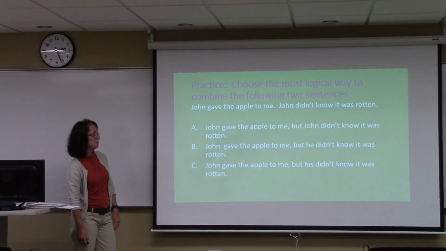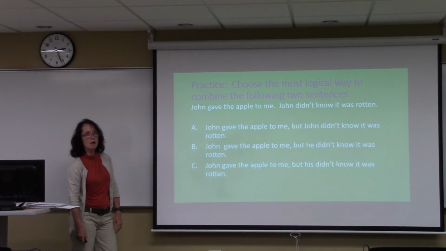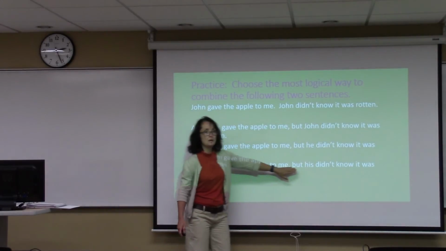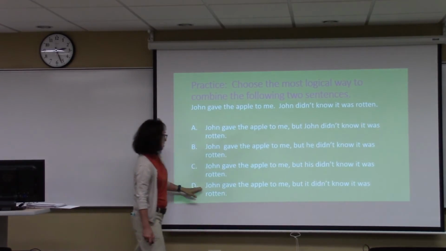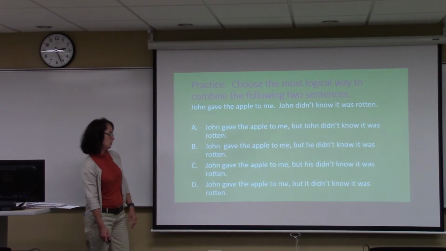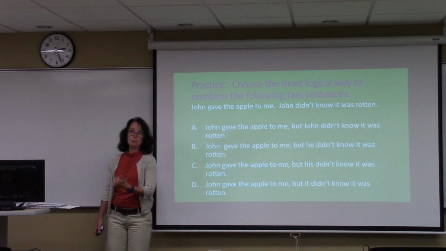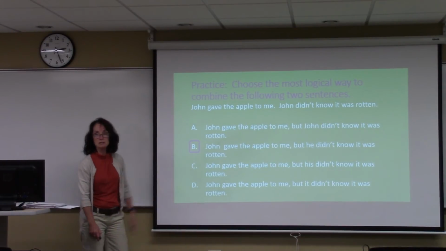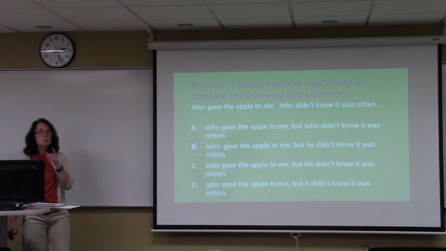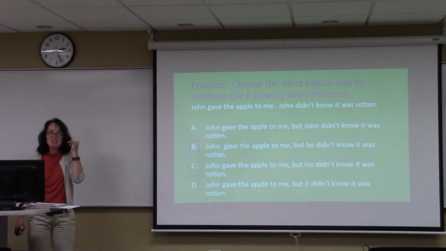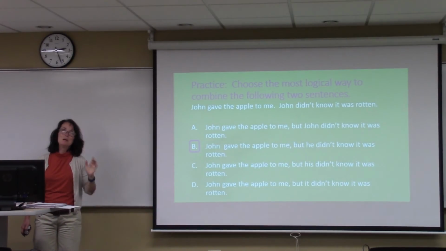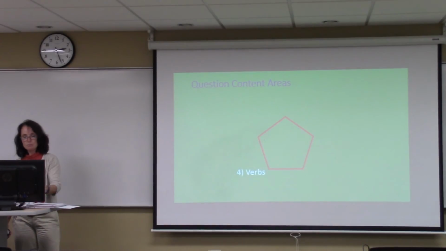C, John gave the apple to me, but his didn't know it was rotten. No. That's a misuse of the pronoun his, correct? John gave the apple to me, but it didn't know it was rotten. That's referring to the apple, so that's not right. So good job, you guys, it's B, okay? So that was a good one to catch yourself, like, oh, it's A. Keep going, all right? Okay.